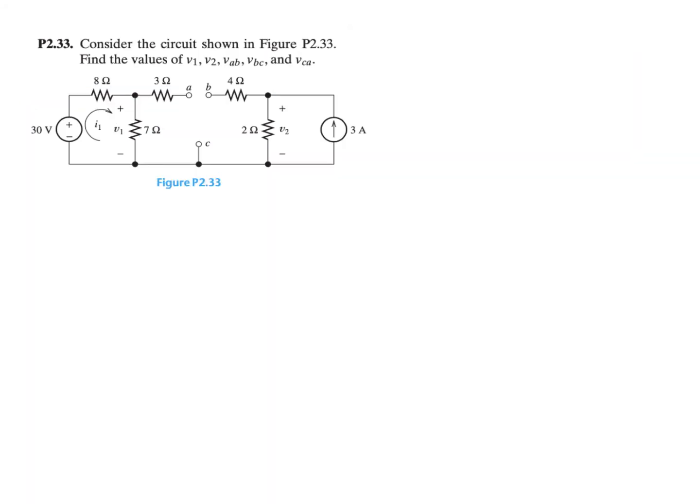Question P2.33. Consider the circuit shown in figure P2.33 and find the values of V1, V2, VAB, VBC, and VCA. This question is a little bit different from other questions because this question tests your understanding of the special circuit. There are typically 3 situations you need to pay attention to. The first is short circuit. Between points A and B, there is only one wire connecting A and B and no other elements.